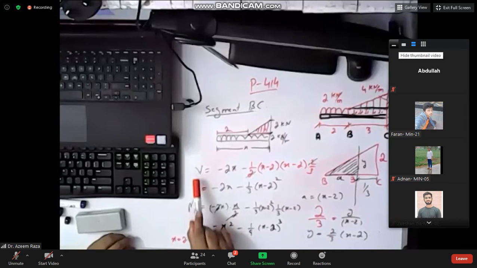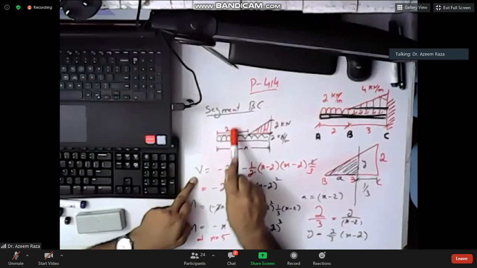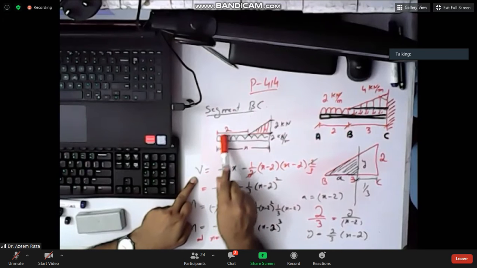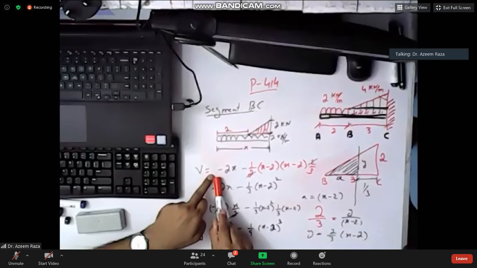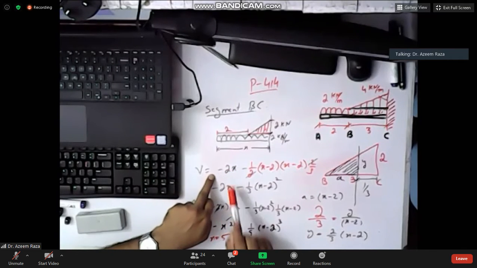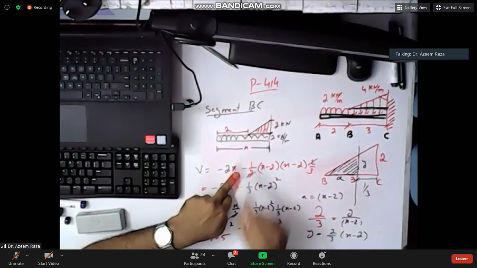So for shear force, there are two forces. One is the UDL, that is varying at 2 kilonewtons per meter. So the total force in this segment will be 2x. The negative sign is because it's acting vertically downward. Nothing else. So 2x. The other force is the triangular force.